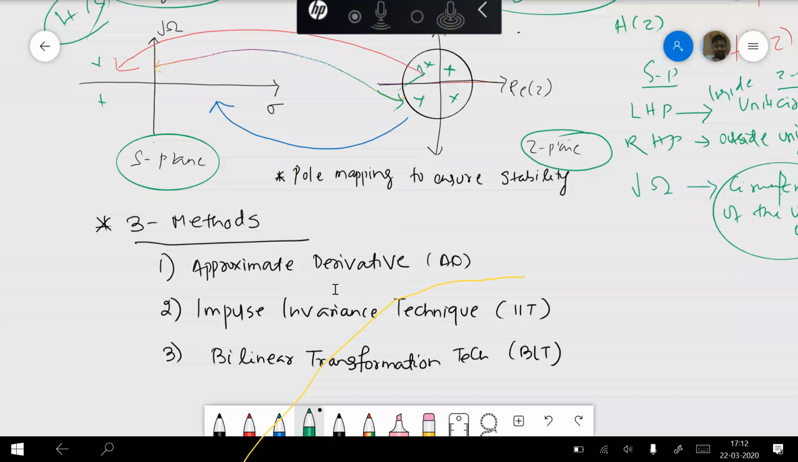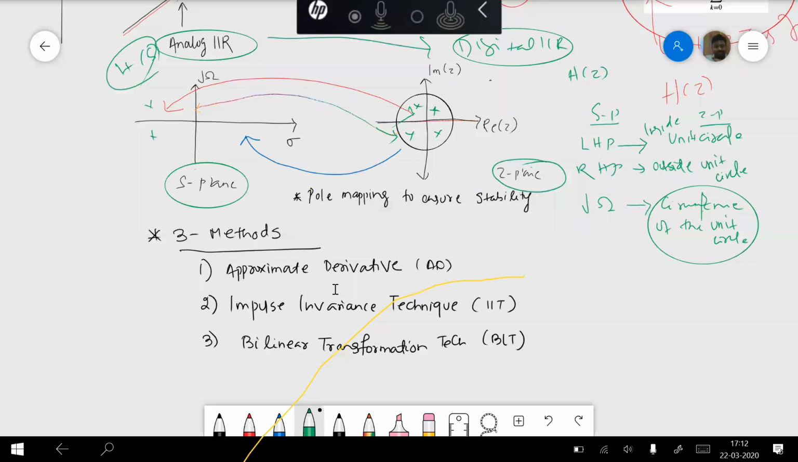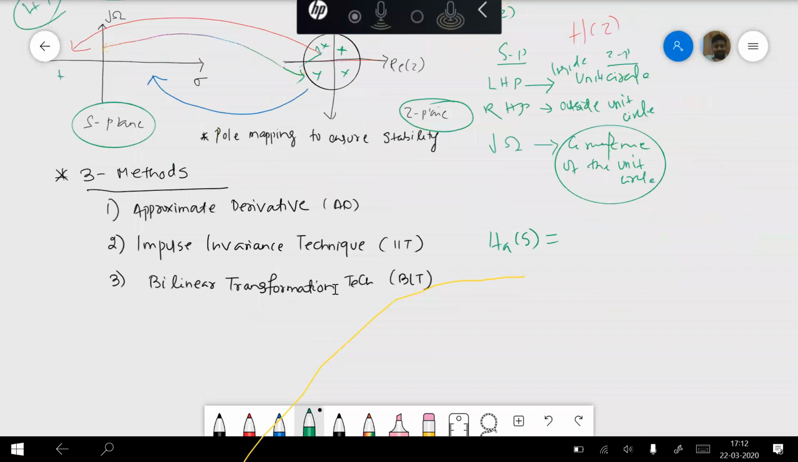We have three methods of this conversion, basically three methods of mapping analog IIR to digital IIR. In the question, you will get some HA of S value. This will be given. Suppose HA of S is equal to 1 divided by S plus 1. This is a single pole analog filter, and the question will ask you to convert this.